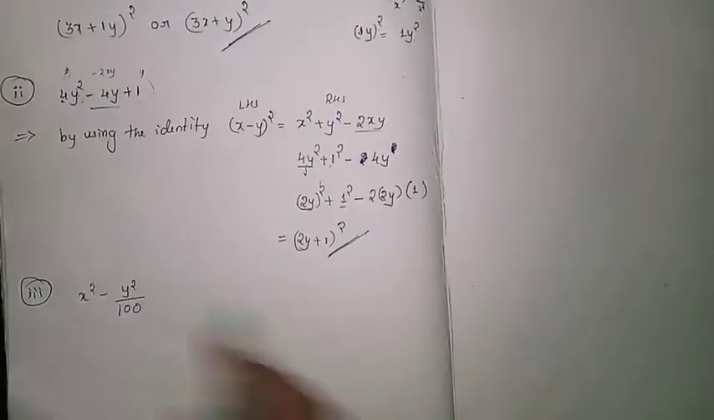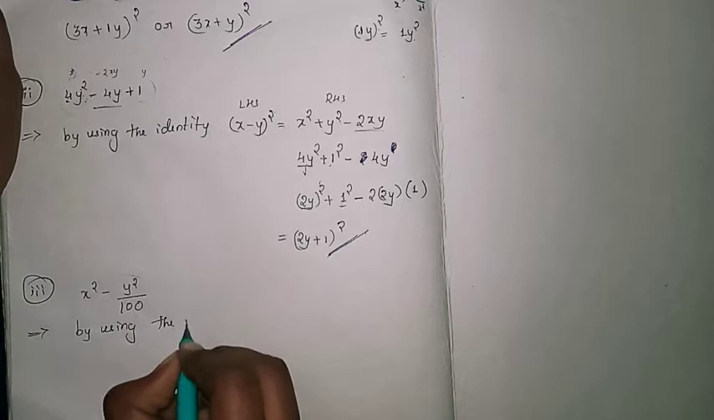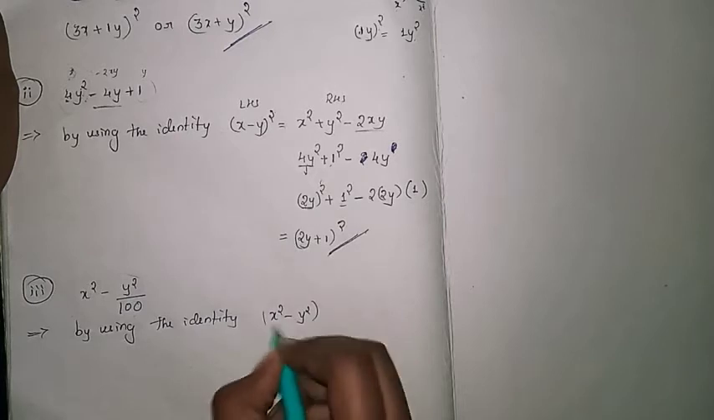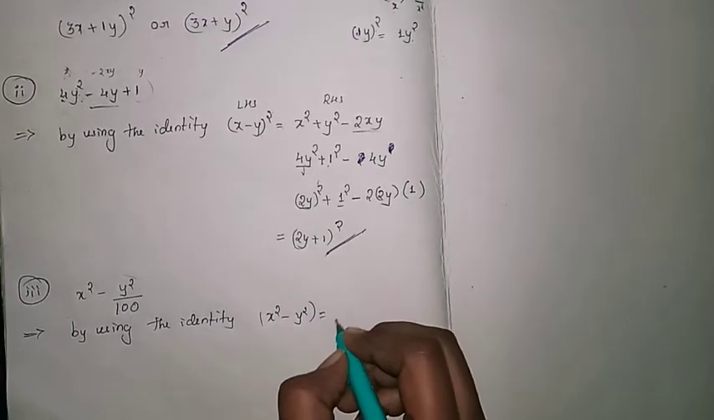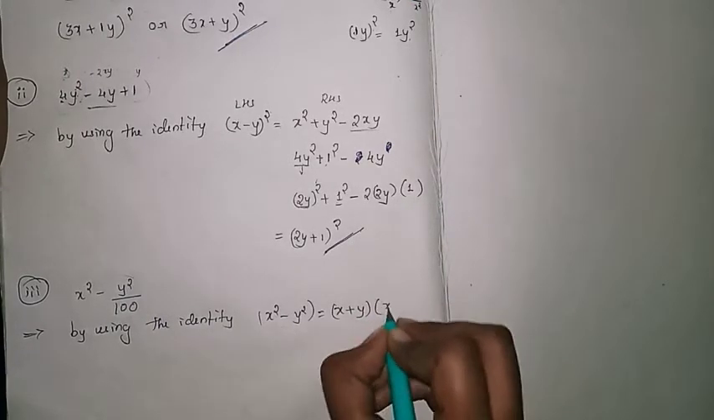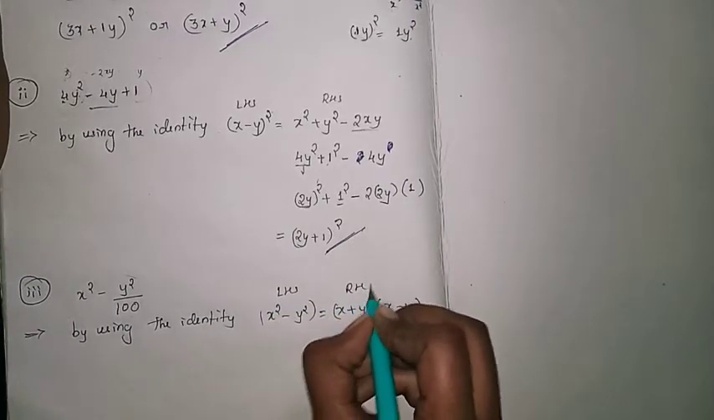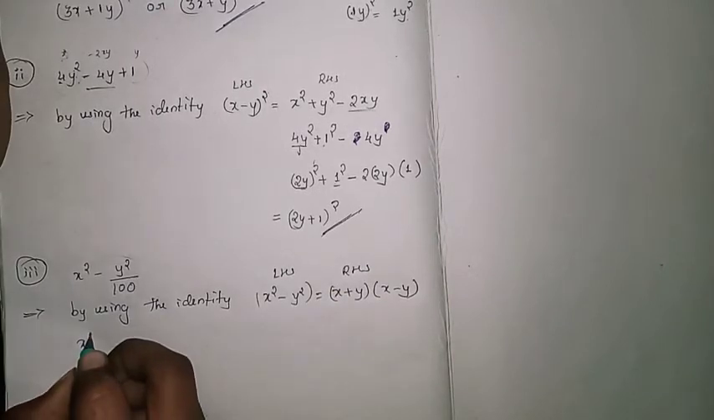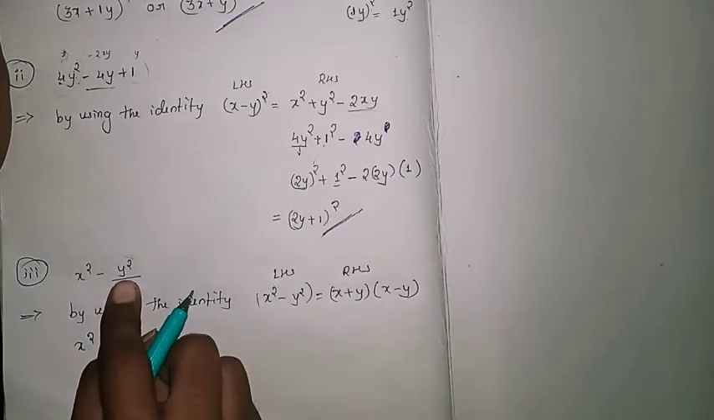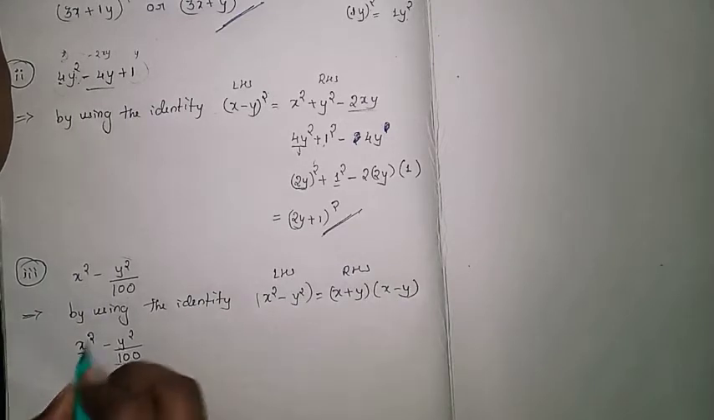So what is the identity then? By using the identity, x square minus y square, that is a square minus b square, which you have learned in exponents, equals x plus y, x minus y. Now they have given the LHS, so you have to write the RHS. So what is our LHS term? That is x square minus y square divided by 100. From this you have to write x plus y, x minus y. So that means x and y. So what is the x term?